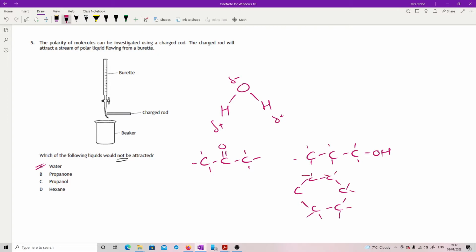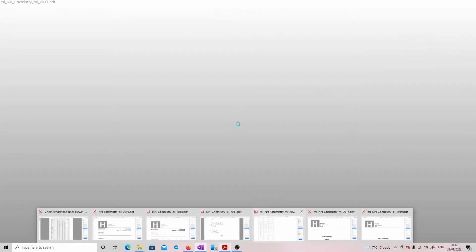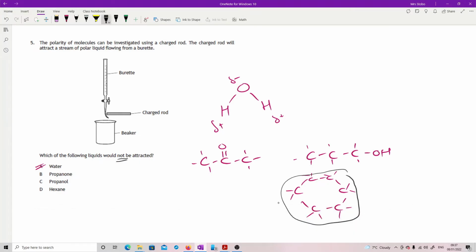I am looking for polarities, so which one would not be attracted? This one here, hexane, is completely symmetrical and doesn't have charges on it. So there we go. Propanone has the C double bond O, which is going to have charge. It's not super huge, but you're going to have a dipole attraction in here.